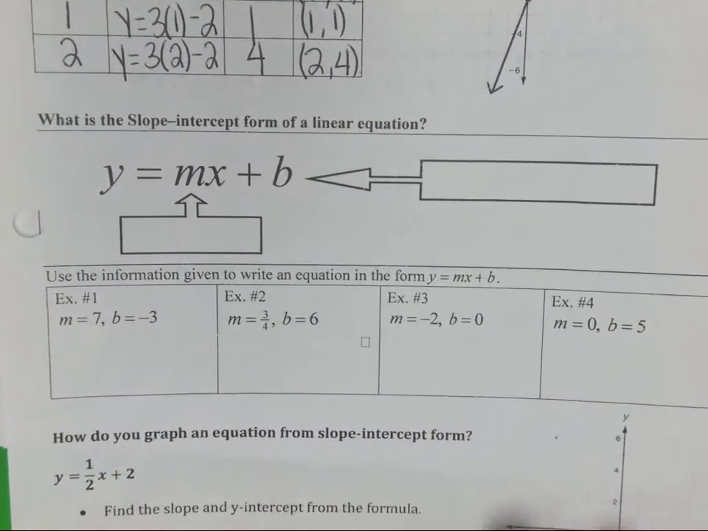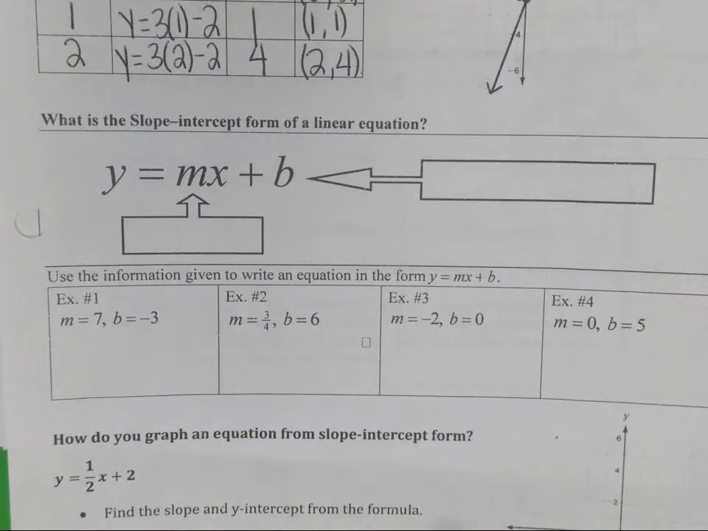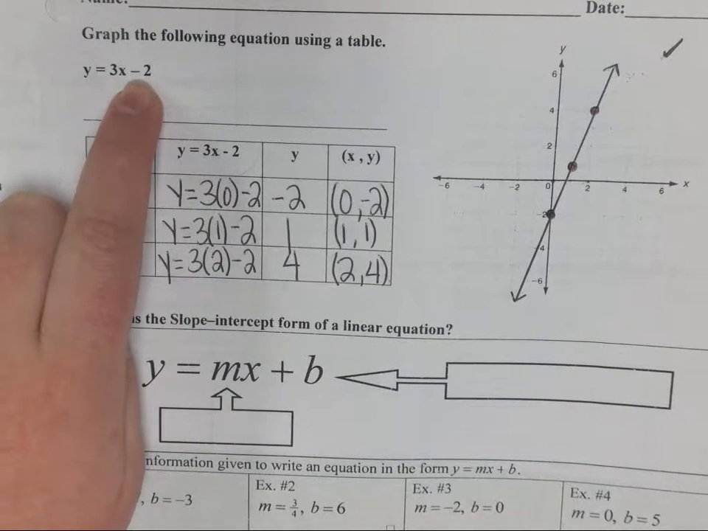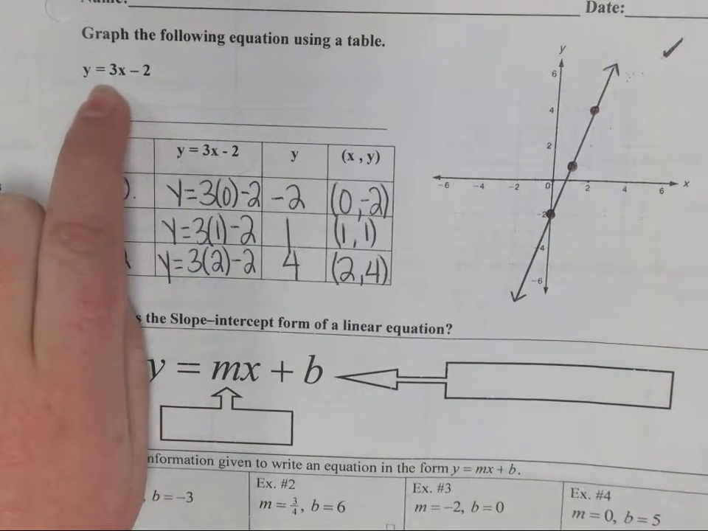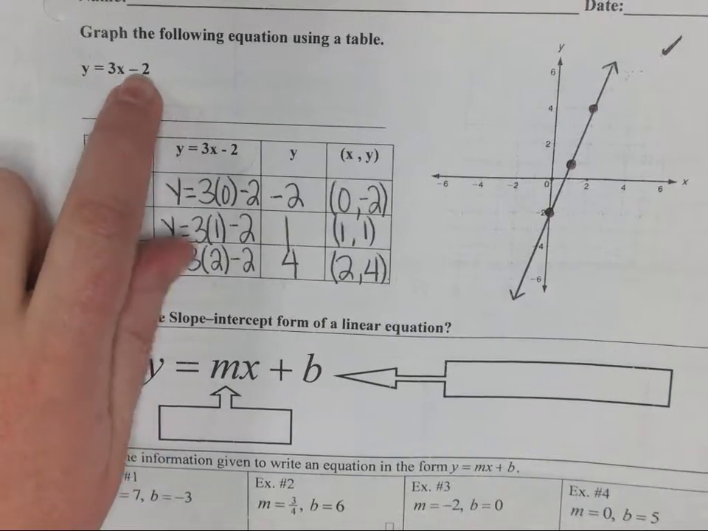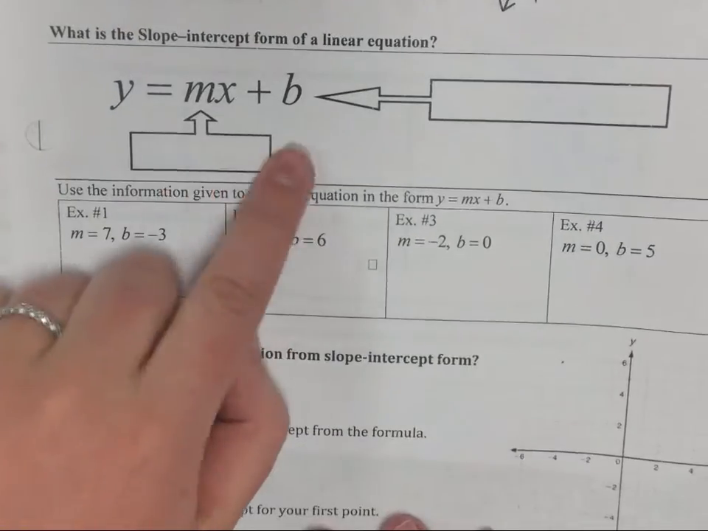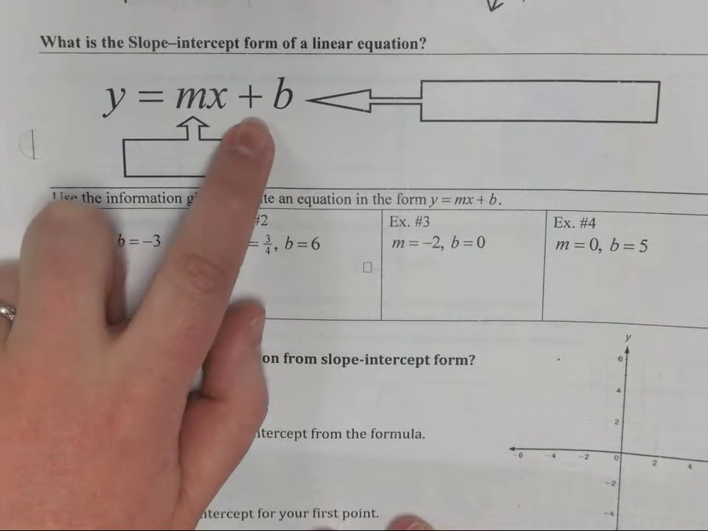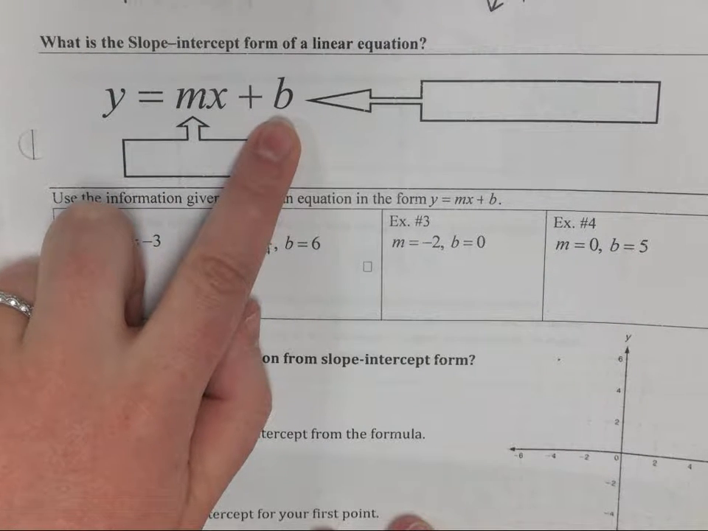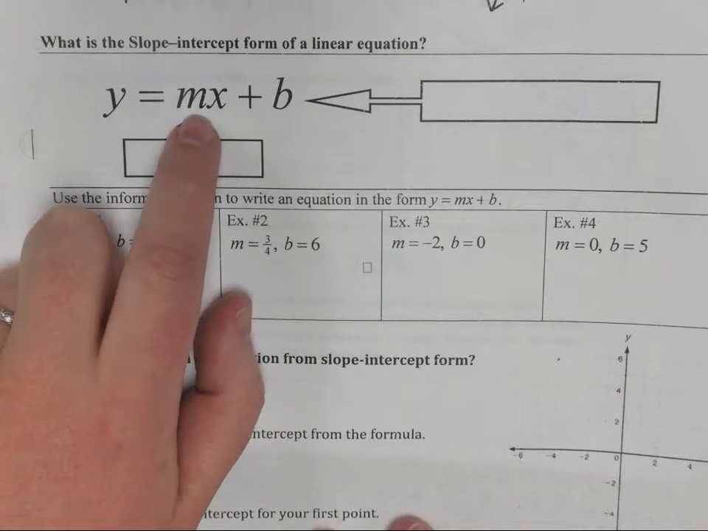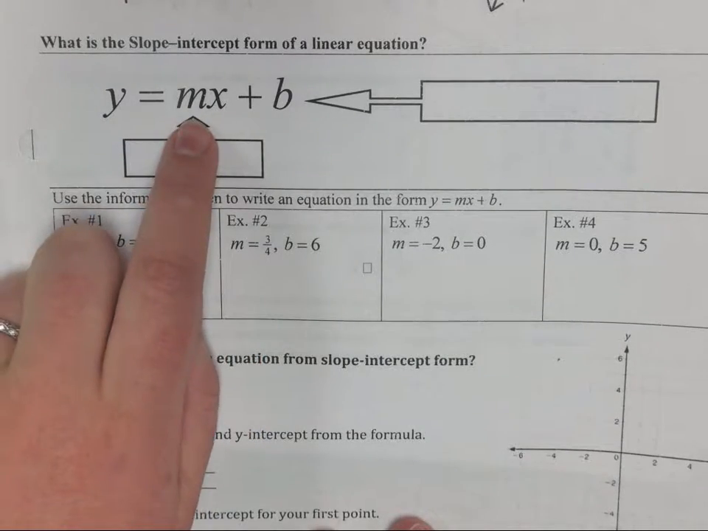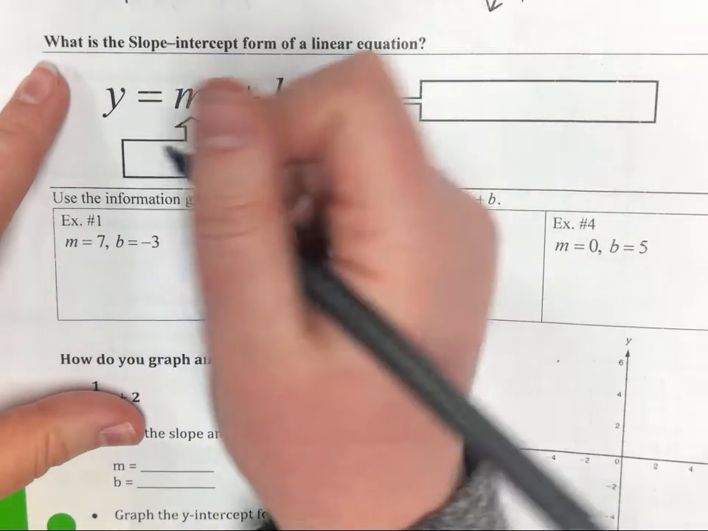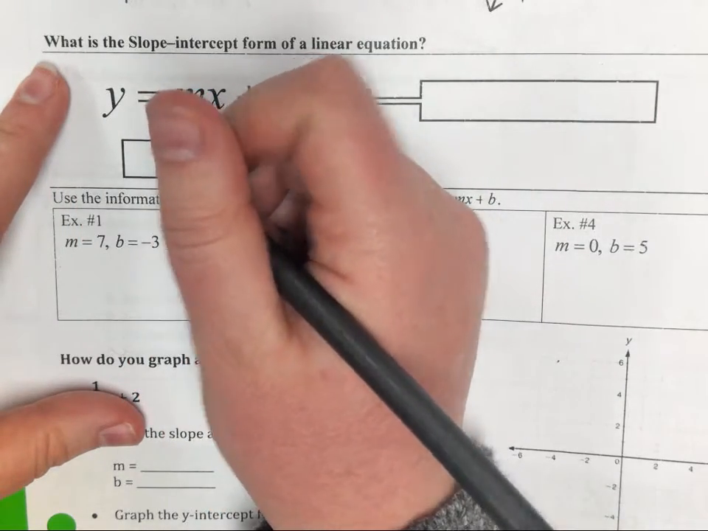It says, what is slope-intercept form of a linear equation? Well, this right here, y equals 3x minus 2, is slope-intercept form. This 3 means something, this minus 2 means something. And we're going to figure out what that means. So y is equal to mx plus b. M, we already know m represents the what? Slope. We talked about that on Monday and yesterday and a little bit Wednesday.